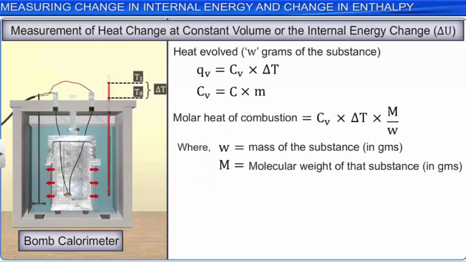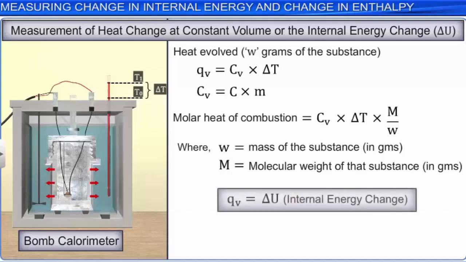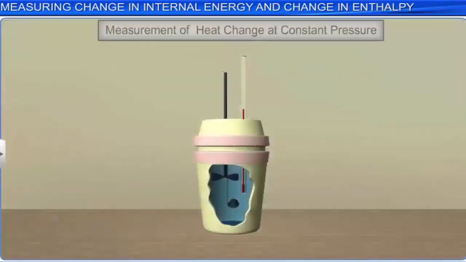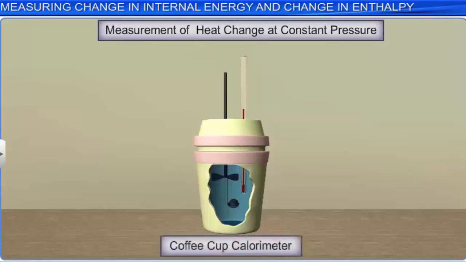As the above reaction is carried out in a closed vessel, therefore, heat evolved is the heat of combustion at constant volume and is a measure of internal energy change, delta U. Let us now measure the heat changes at constant pressure. To measure the heat changes at constant pressure, a device known as a coffee cup calorimeter is used. These calorimeters are open to the atmosphere, so these measure heat changes at constant pressure.